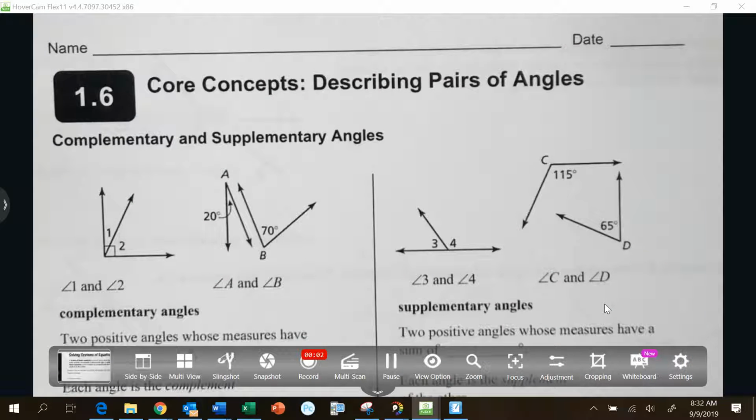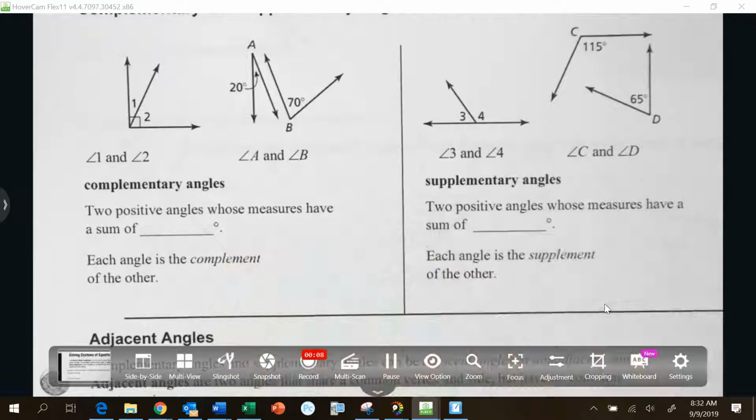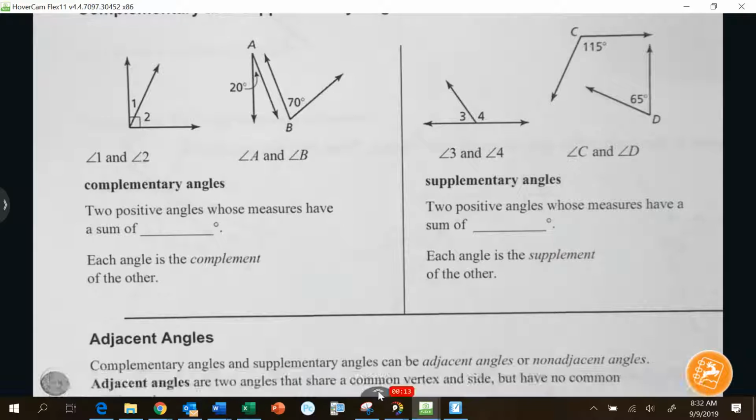Okay, so section 1.6 is the last section in chapter 1. Yay! About pairs of angles. In previous courses, you all have studied complementary and supplementary angles. Have you heard of them before? Complementary angles, two angles that add up to be what? 90.